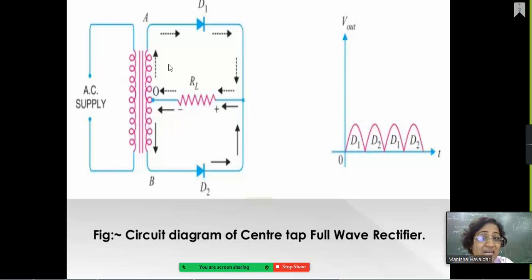So you can take output from both these circuits, or you can get the input, say. See the things. In the first half cycle, this particular terminal will be positive, this will be negative, this will be positive, this will be negative.